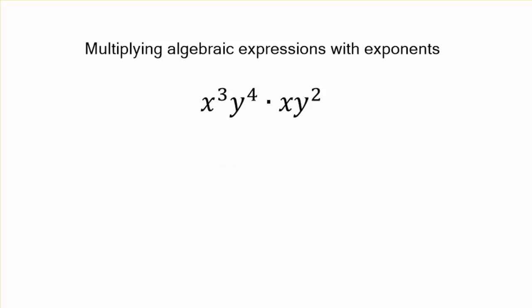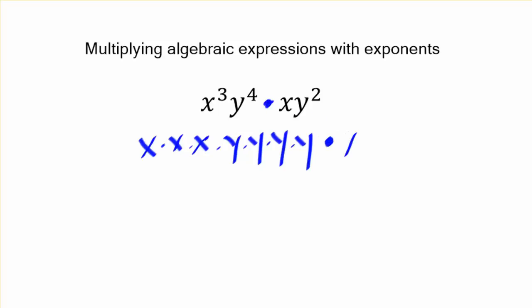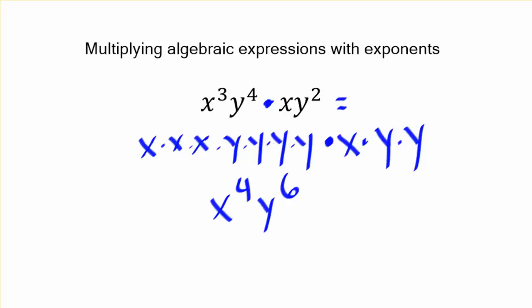Now we're ready for another one. Now this one's a little bit tougher. Well, we can still expand it out. X to the 3rd is x times x times x. Y to the 4th is y times y times y times y, times another x, times y times y. Now we just got to count how many x's and y's there are. There's 4 of them, so it's x to the 4th. And there's 6 of the y's, so it's y to the 6th. And again, you can just add up the exponents. 3 plus 1 is 4. And 4 plus 2 is 6.